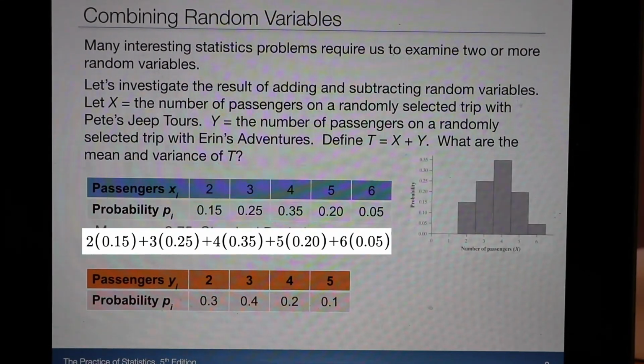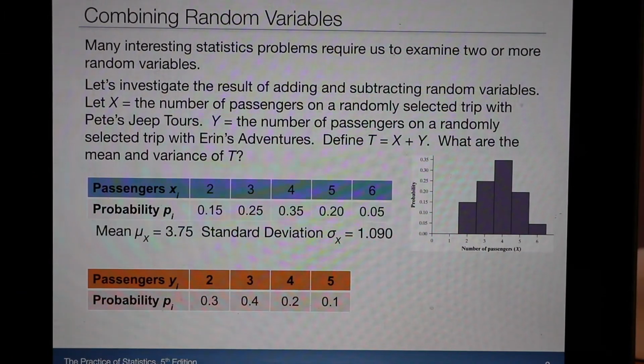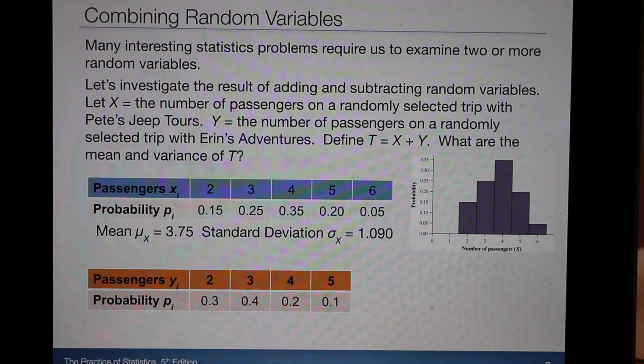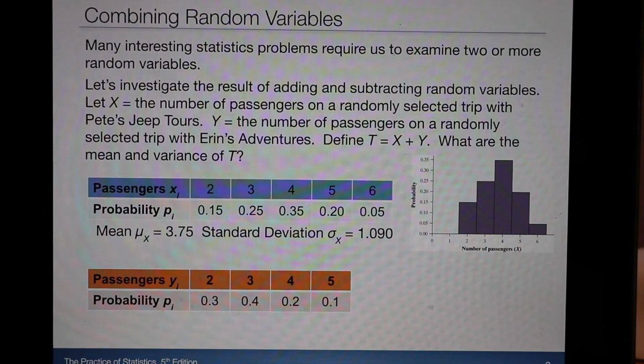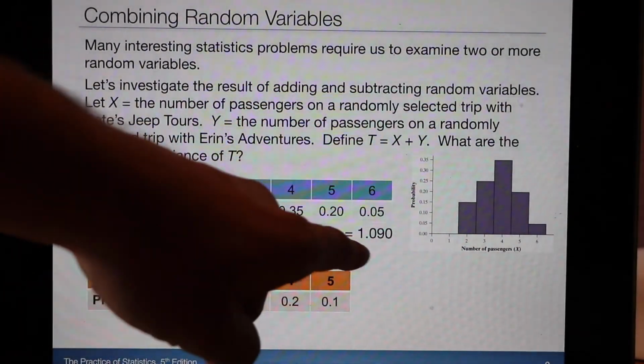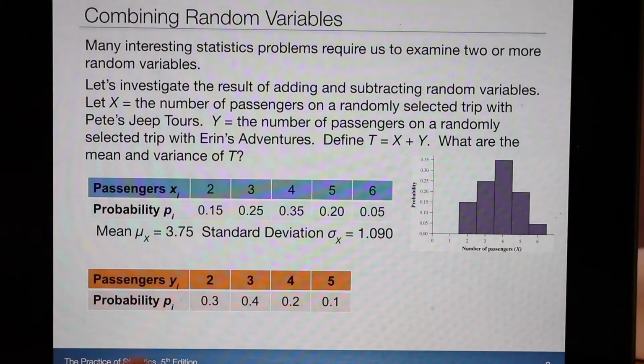So if we were to do that with Pete's Jeeps, which we did in the last video, we have a mean of 3.75. So in the long run, the average number of people on his trips is 3.75. After many, many, many trips, the average number of passengers for Pete's is 3.75. Standard deviation: typically you're going to deviate by about 1.09 passengers, and that's Pete's Jeep Tours right there.